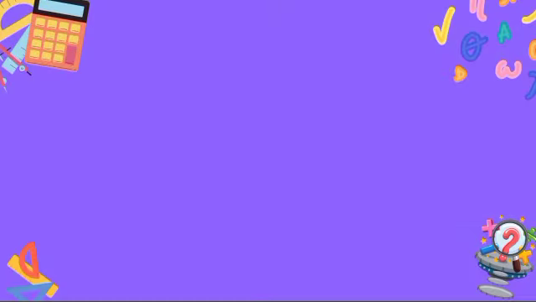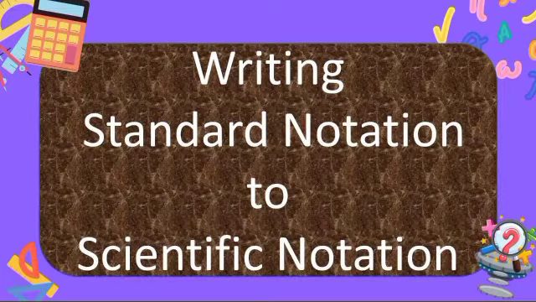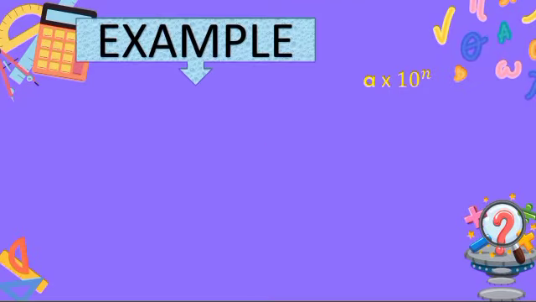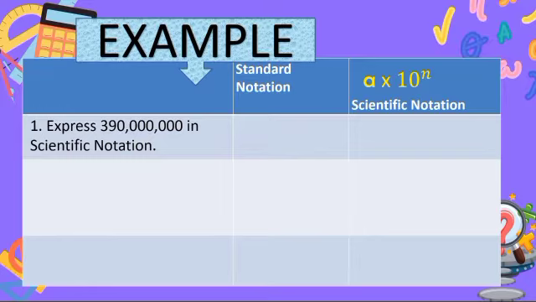Now let's discuss writing standard notation to scientific notation. Now, let's have an example on how are we going to express numbers in scientific notation. So, example number 1, express 390 million in scientific notation. So, the standard notation is 390 million. So, makita natin yung maraming zeros na yan. So, how are we going to write this in scientific notation?